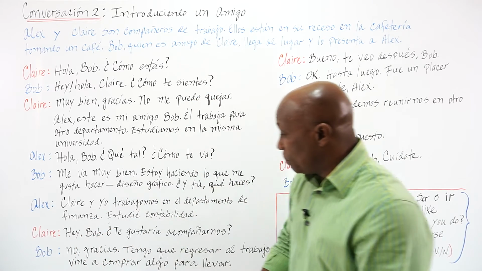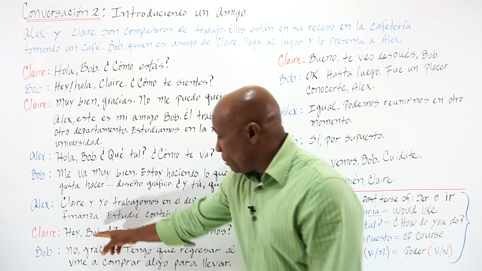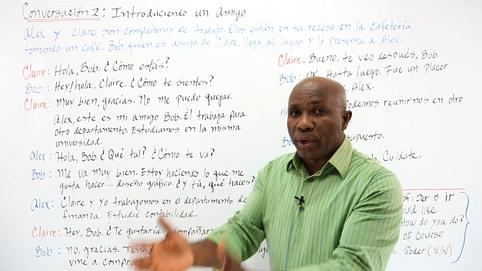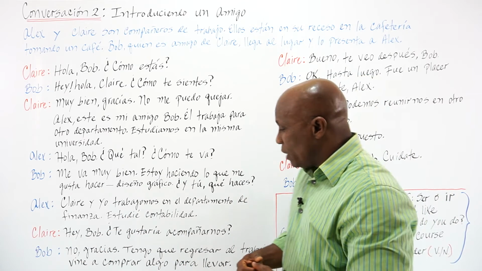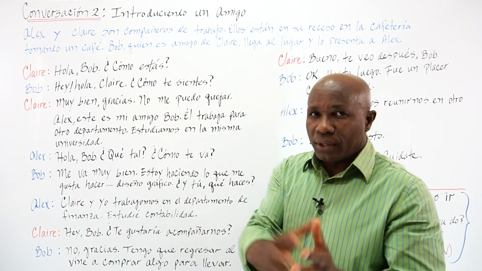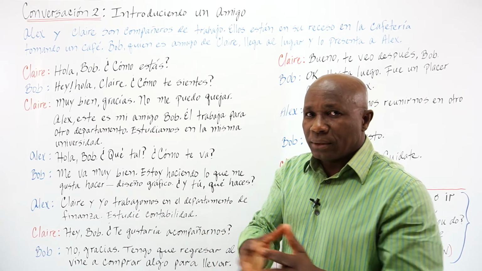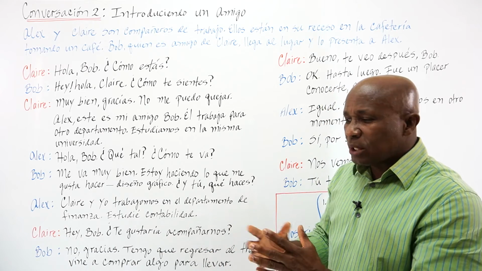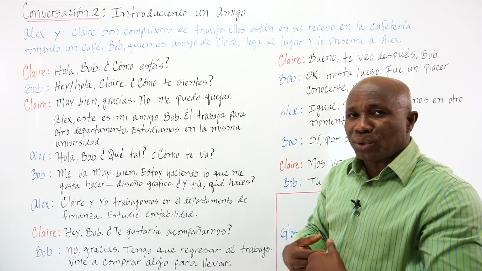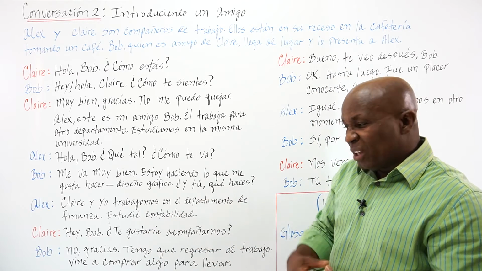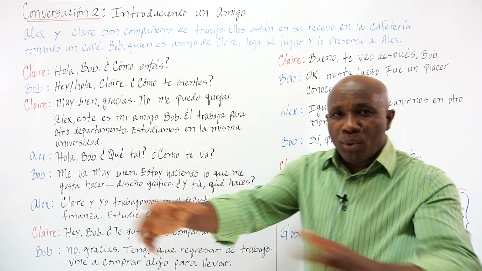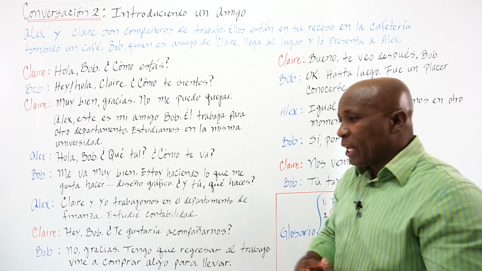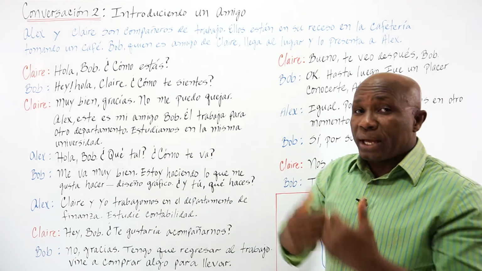Now, hey, Bob. This is Claire. Hey, Bob, ¿te gustaría acompañarnos? Would you like to join us? Acompañarnos. We know that in English we use join, but in Spanish join is unirse, juntarse, get together. But what we use is acompañarnos. We don't say ¿te gustaría unirte a nosotros? We say, at a table or in a social gathering, or if you're going on a trip, ¿te gustaría acompañarnos? Would you like to join us?